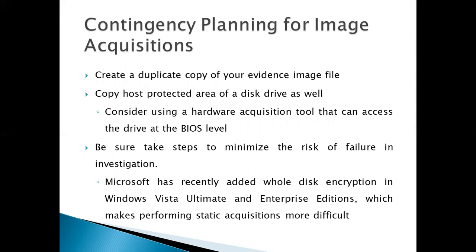Next one, contingency planning for image acquisition. Why is it needed? We have to create a duplicate copy of our original image file. When we are producing it in court, there is a greater possibility of failures happening. If the data is duplicated, we can still produce it in court. For that purpose, this duplication is very, very important.